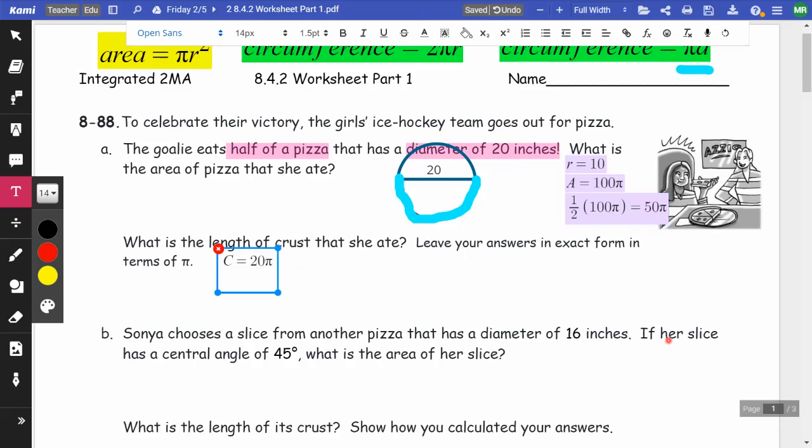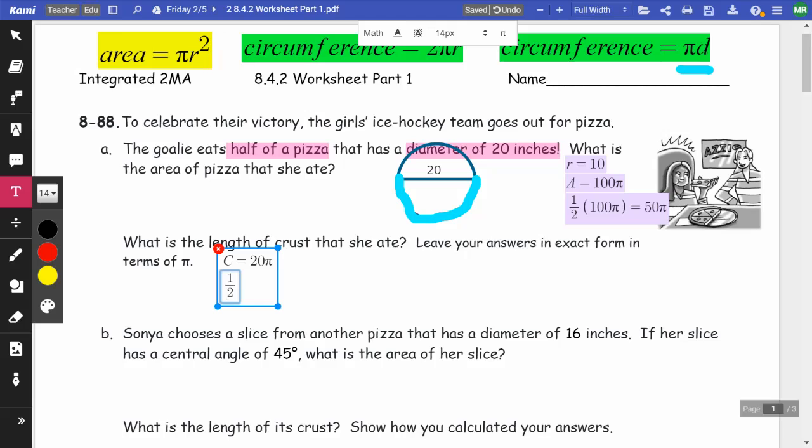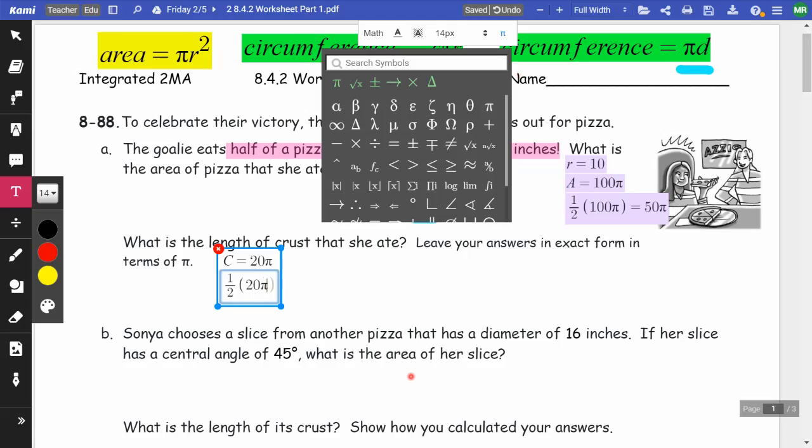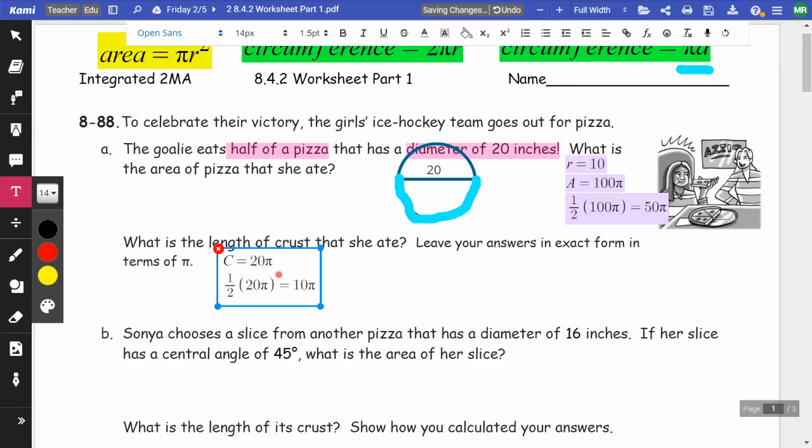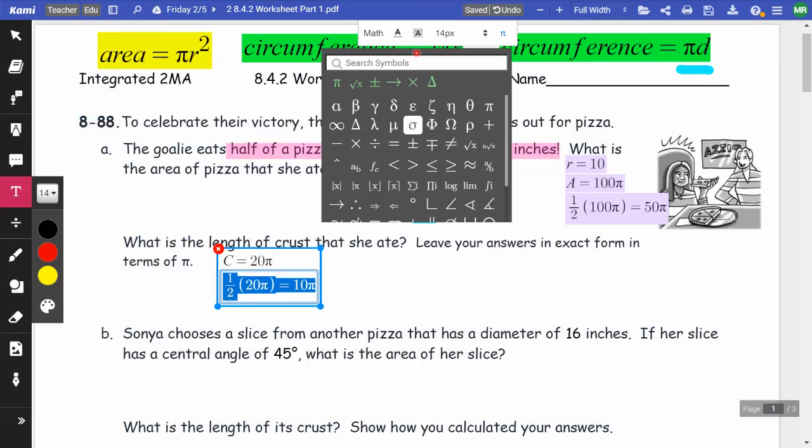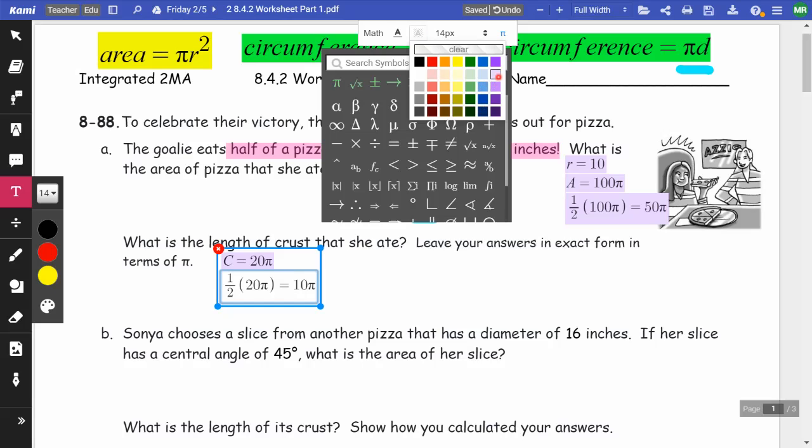And I don't have the whole entire crust, right? So the crust is that circumference. We have half of it. So we are going to be taking half, 1/2. And I know we can just do this in our head, but I want us to think about this when we're doing the next problems, of 20 pi. And so half of 20 pi is going to equal 10 pi. And that's going to be our answer.